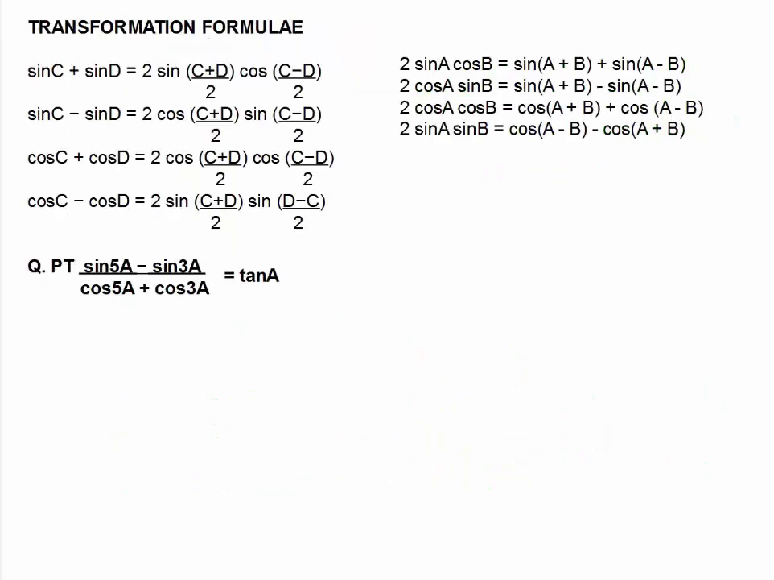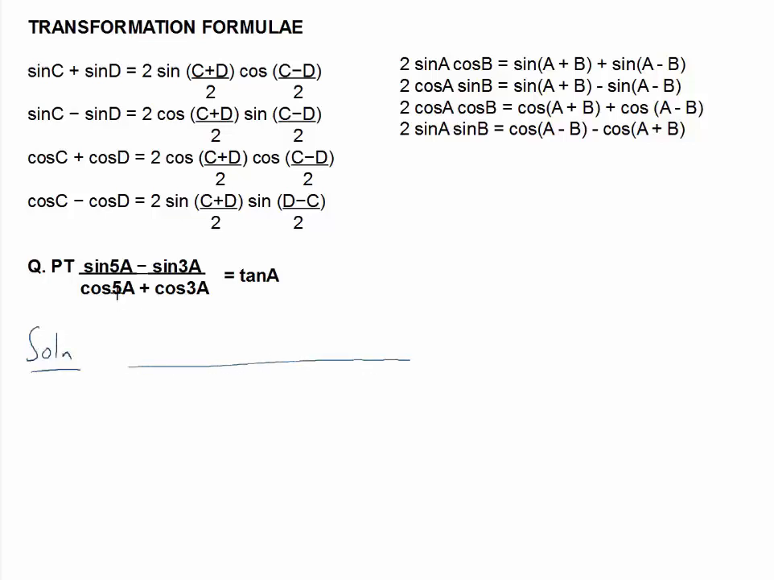Next is transformation formulas. So students are advised to memorize these formulas as well. Now let's see a question using these formulas. So we need to prove that sine 5a minus sine 3a divided by cos 5a plus cos 3a is tan a. So to start with, we'll first look at the numerator.